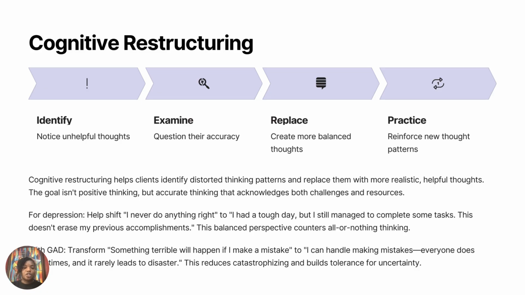With PTSD, transform "something terrible will happen if I make a mistake" to "I can handle making mistakes. Everyone makes mistakes, and it rarely leads to disaster." This reduces the catastrophic thinking and builds tolerance for uncertainty.